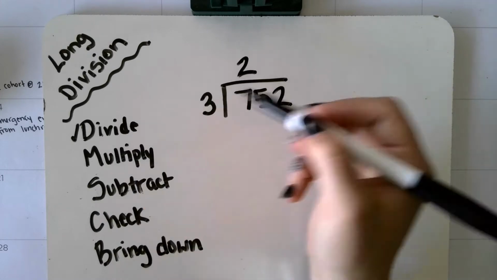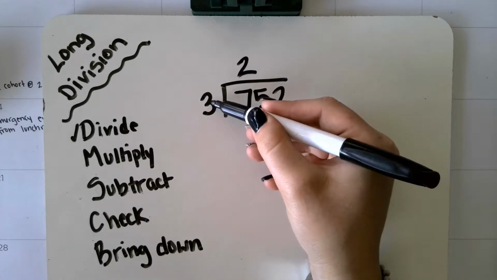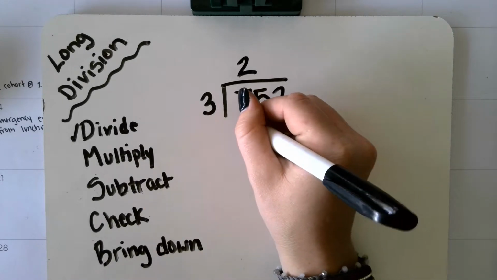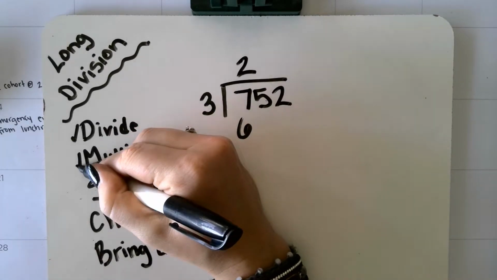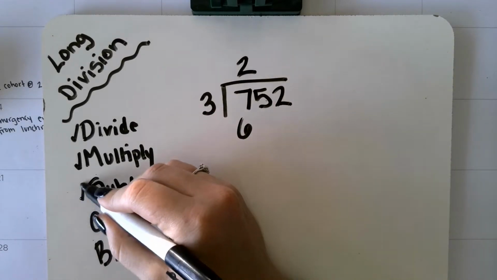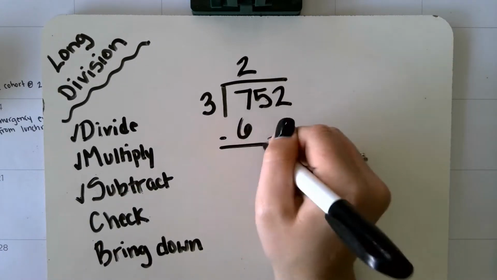Then we're going to multiply. So 2 times 3 is 6. And we're going to write that underneath of the 7. We're kind of ignoring the 5 and 2 for right now. So that's our multiply step. And then we need to subtract. So 7 minus 6 is 1.